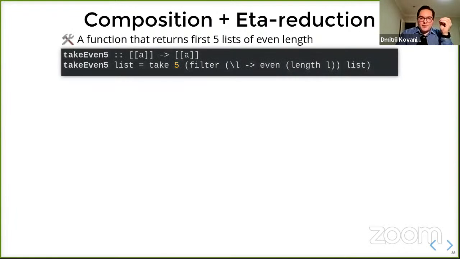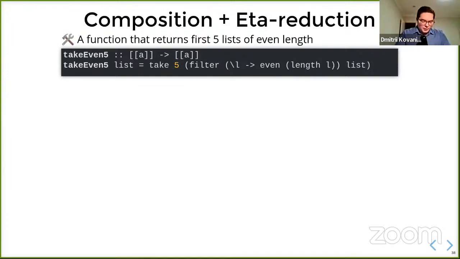So we want to write a function that takes a list of lists and returns the first 5 lists of even lengths. That's all. So its type signature is a list of A's. Again, we don't care what's inside the list. It's a polymorphic function. It works with any lists, and it returns a list of the same type. So what do we do? We first apply the function filter to our list. And we have a list of lists. How do we filter? We calculate the length of the list, and we then check if the length is even. So this will allow us to have only lists of even lengths. And then we take the first 5 elements.